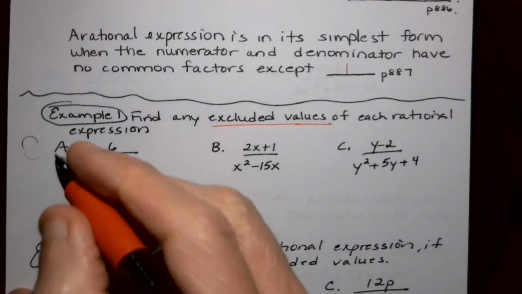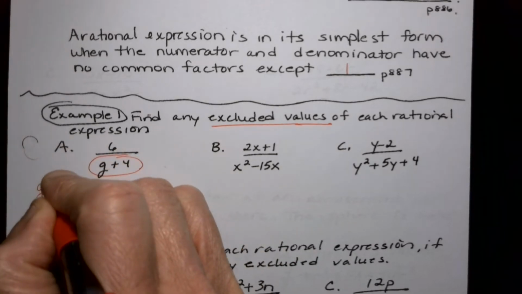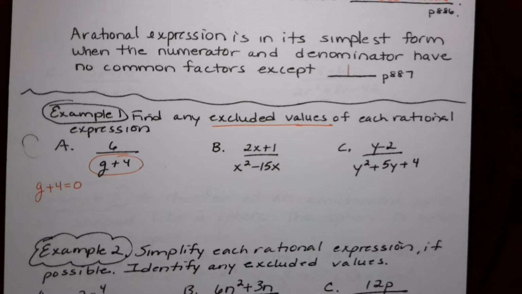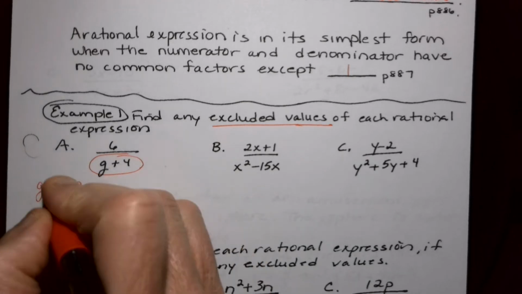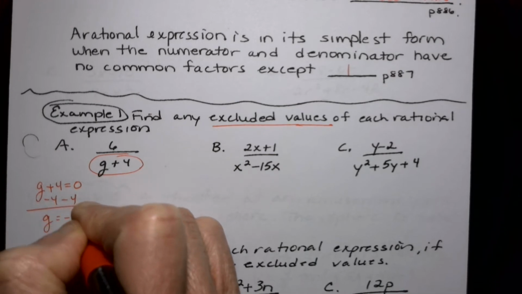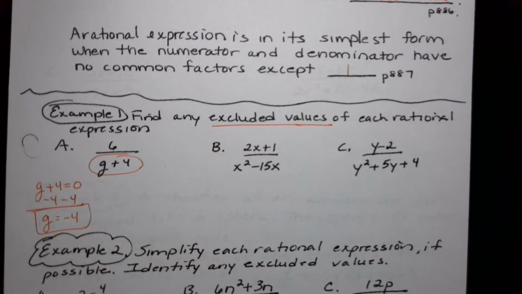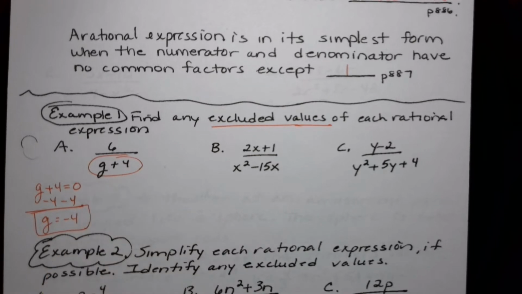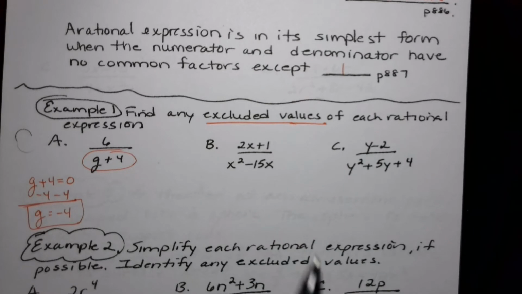It's undefined. So that's simple enough to figure out in your head. But if it was something more complicated, the idea is the same. You set it equal to 0 and you solve it. Sometimes the solving is easy, and sometimes it is hard. In this case, it was quite easy. Our excluded value is -4. So in other words, we could put anything in for g here, but we cannot put in -4. That's not an option.